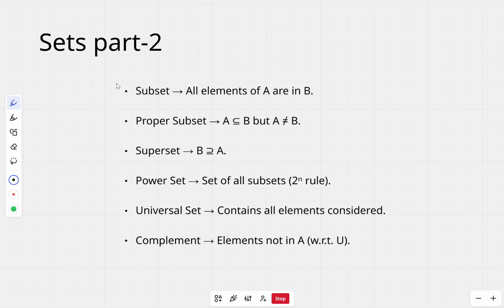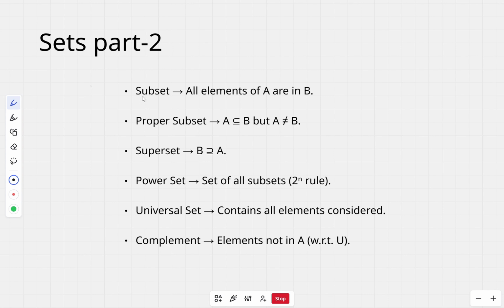So today we are going to learn about sets. We have already made a video on sets, so this is part 2 of that. If you haven't watched the first part, then you can go to our channel and watch it and then come back here. So in today's video, we're going to learn a few remaining topics.